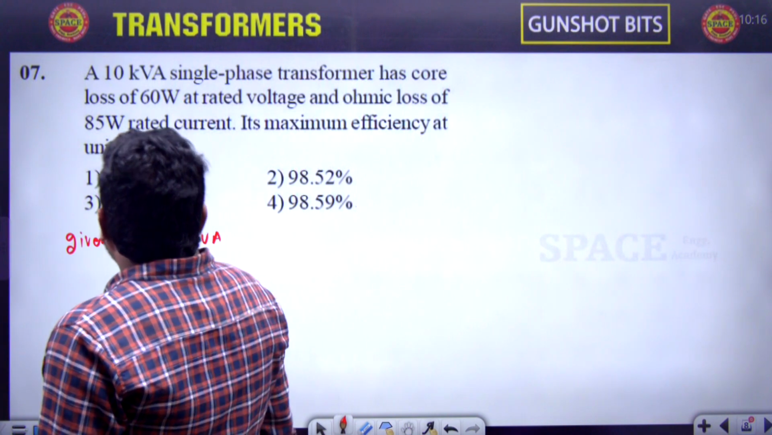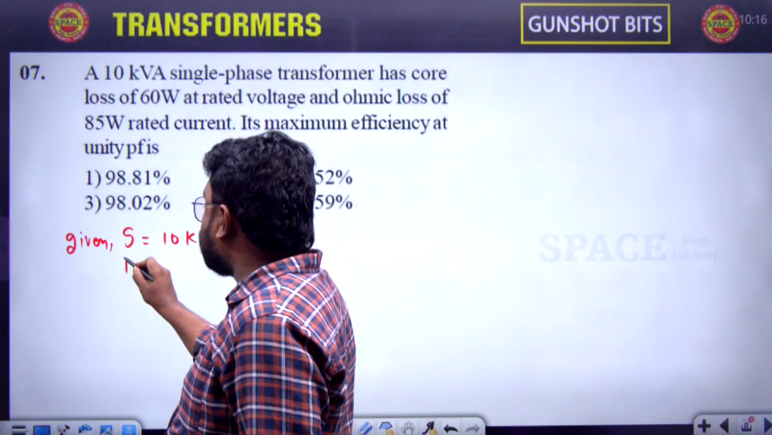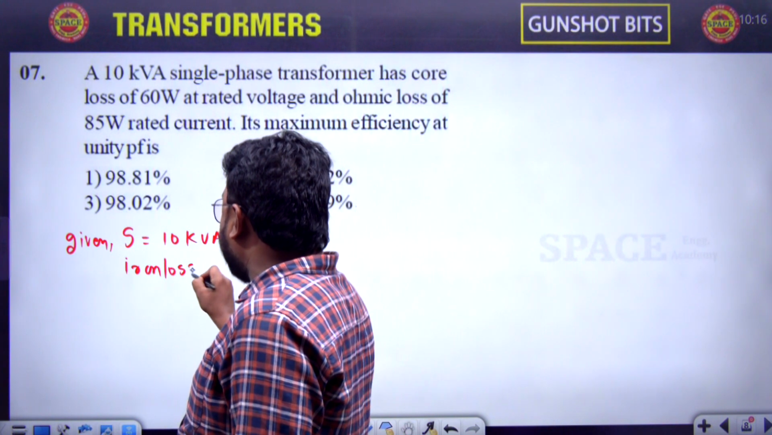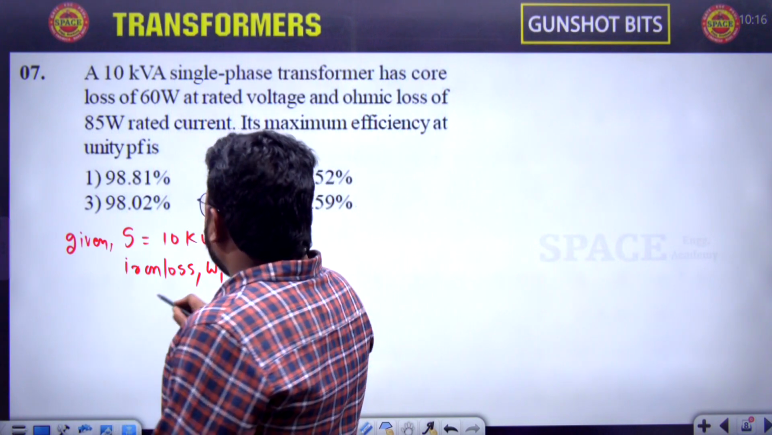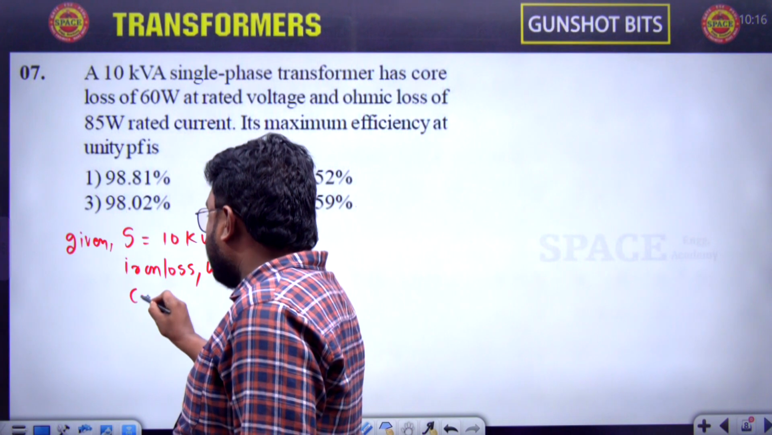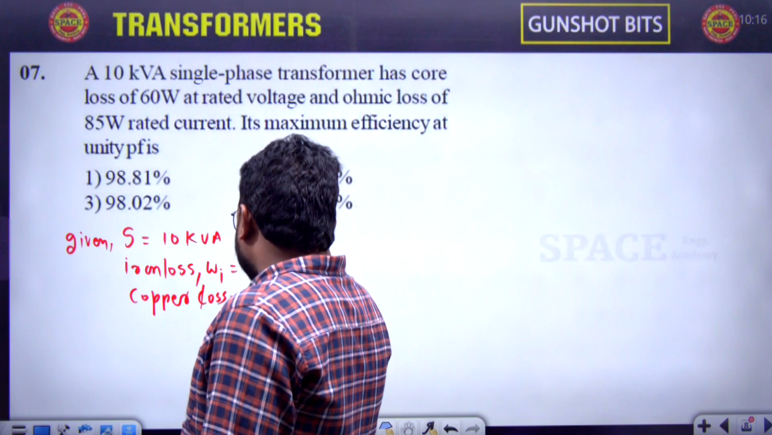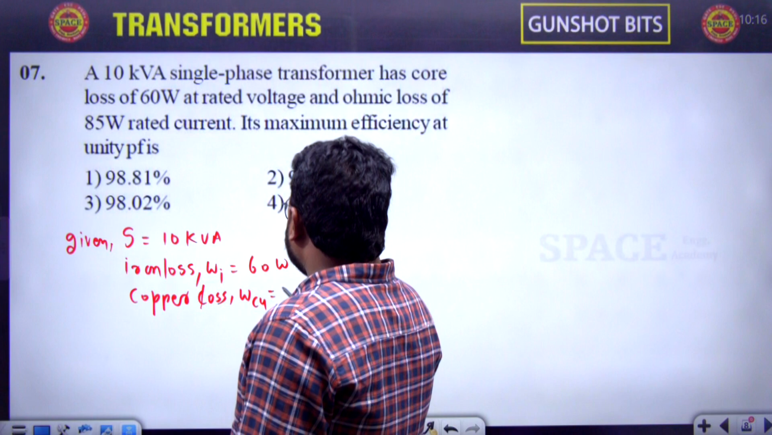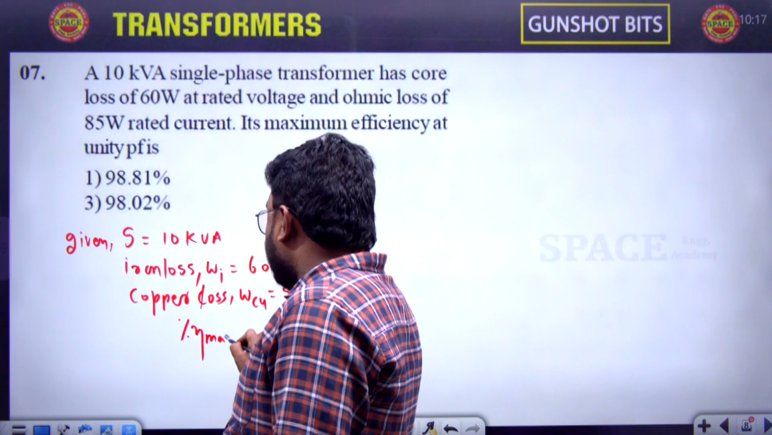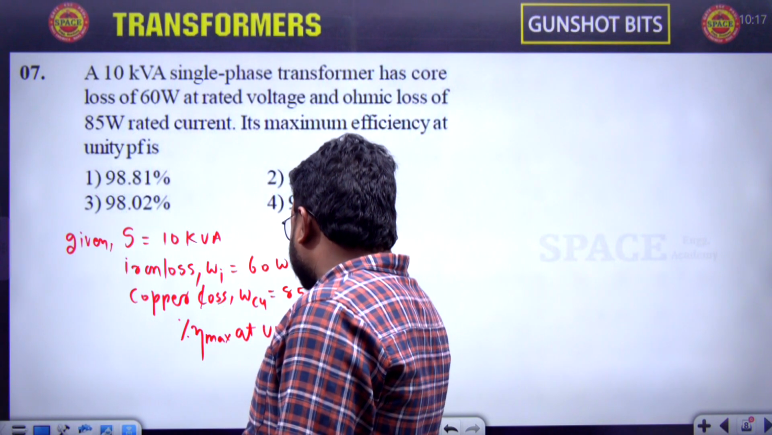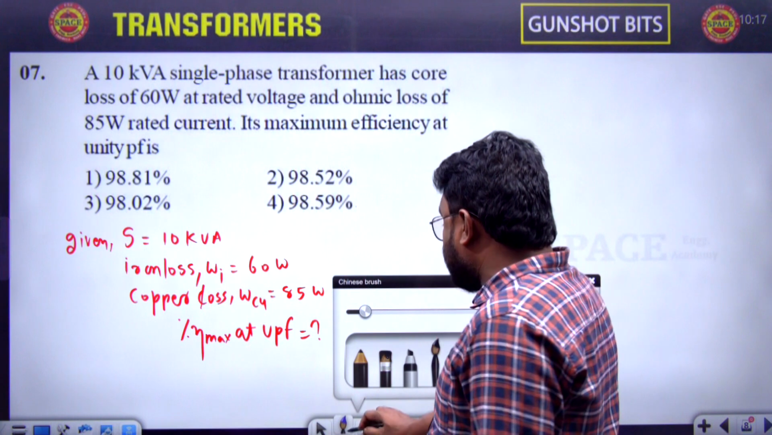Next, we have the 10 kVA rating, and it also mentions the iron losses. The iron losses are denoted by Wi, equal to 60 watts, and at rated current the ohmic copper losses of the transformer are denoted by WCu, equal to 85 watts. Now we require the maximum efficiency of the transformer at unity power factor load. So what is the formula to find the maximum efficiency of the transformer?